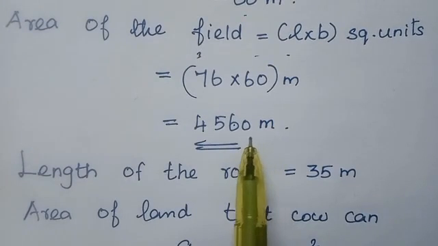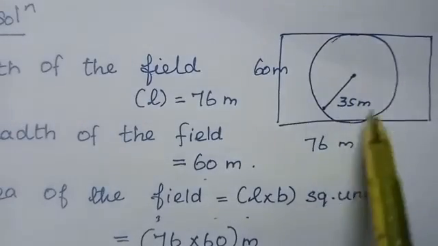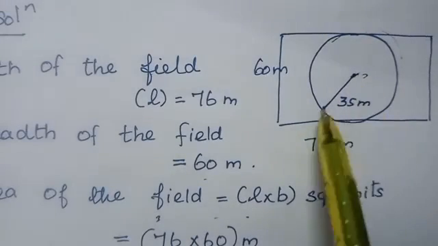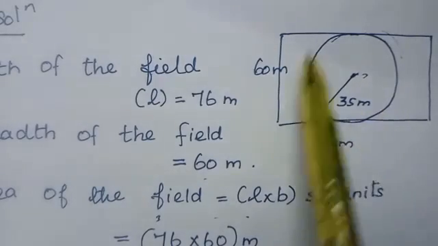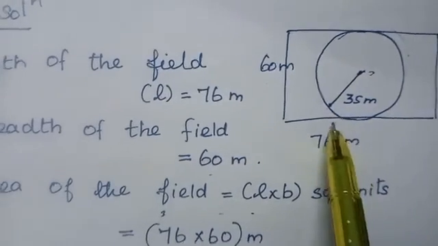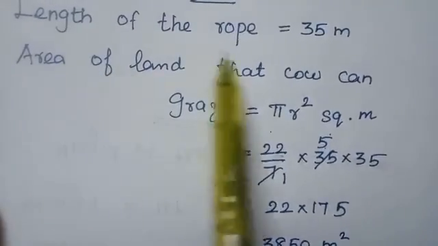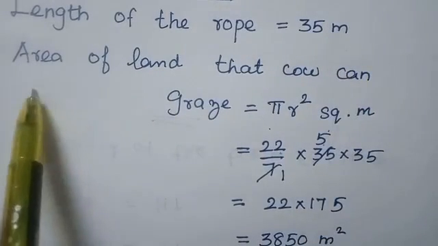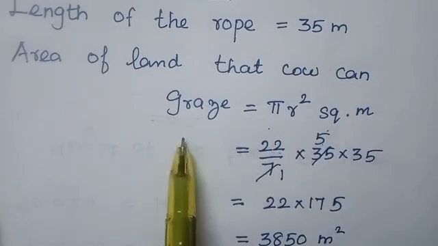Next we are going to find the area of the land the cow can graze. That means this area we are going to find. Here this is the rope. The length of the rope is 35 meters. That means the radius of this circle is 35 meters. Using that we can find the area of the land that the cow can graze.